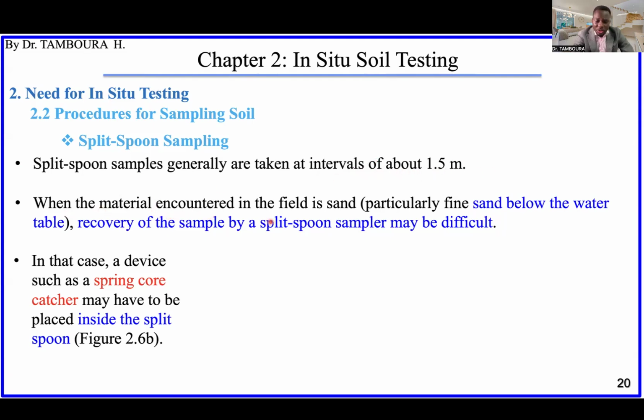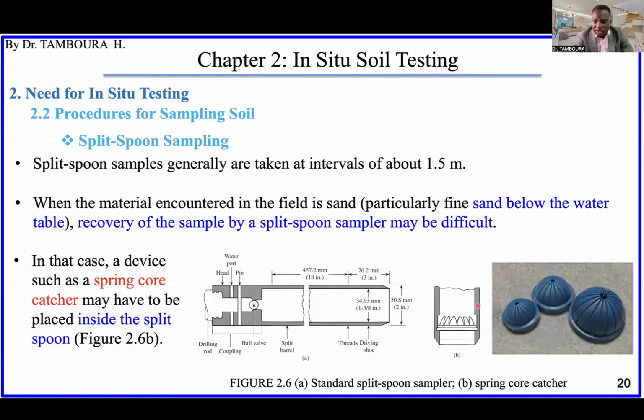But when you are using this split spoon sampler from SPT, and in the field you have sand, especially sand below the water table, in that case, using this split spoon sampler may be very difficult. Not using it, not difficult, but taking out the soil sample is very difficult. And you have to use, in that case, the device we are calling the spring core catcher. This device, okay?